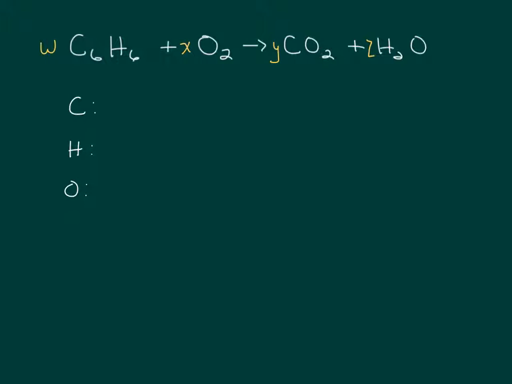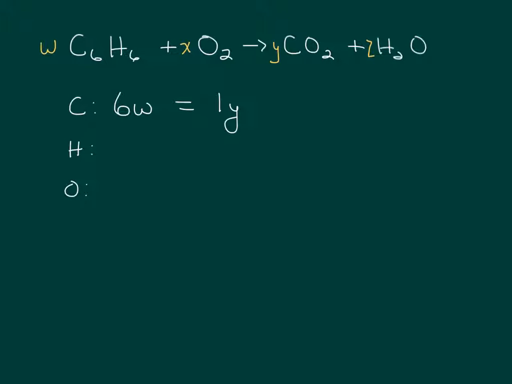So for carbon, I have 6 carbon with W. So as far as the equation goes, I would get 6W. There's no carbons with X. The arrow is the equal sign. There's 1 carbon with Y, and no carbons with Z. So carbon's done. There's my first equation. If this is going to balance, then 6W has to equal 1Y.